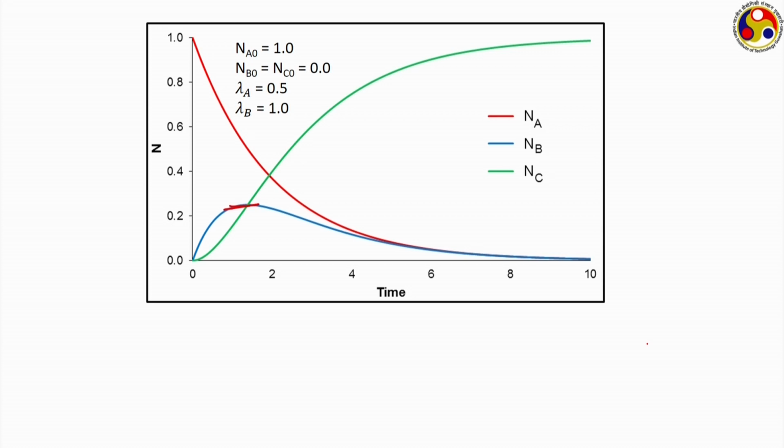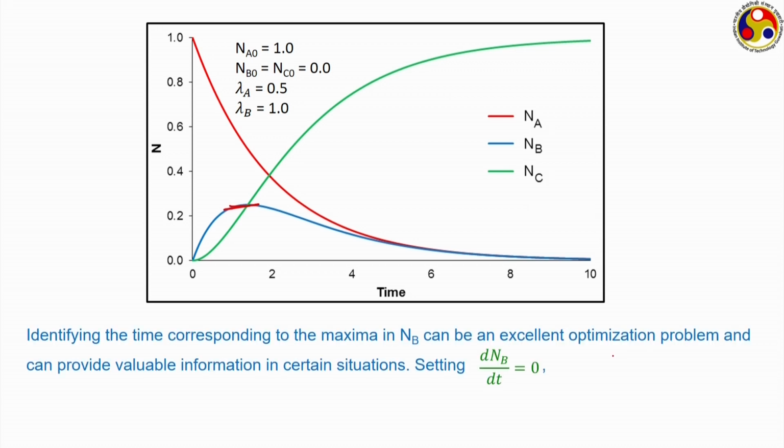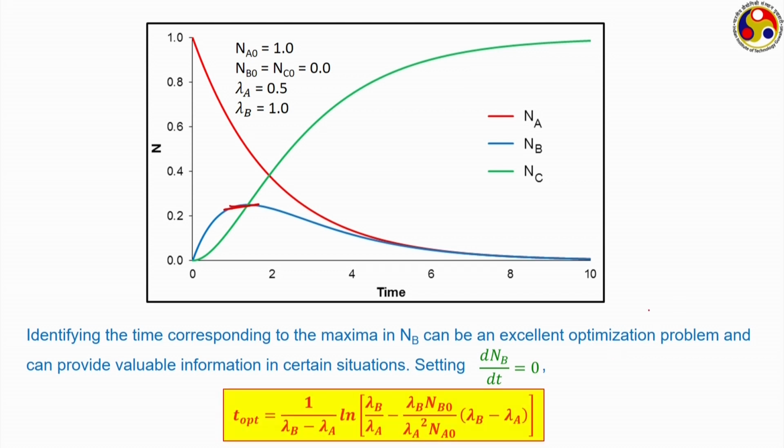While drawing these graphs, we have assumed Na to be 1 and Nb and Nc to be 0 in the initial sample. Lambda a has been taken to be 0.5, whereas lambda b is taken as 1. Now, for this optimization problem, we can identify the location of the maximum number of nuclei of B and the corresponding time by setting dNb/dt equal to 0, and accordingly I have written here the final solution, where we have the expression for the optimum time t. Basically, we are referring to a time somewhere here, which corresponds to the maxima of this B nucleus.